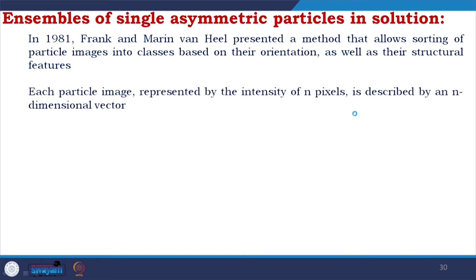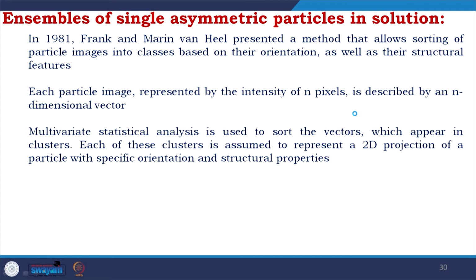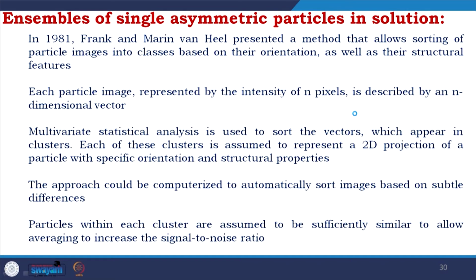Each particle image represented by the intensity of n pixels is described by an n dimensional vector. Multivariate statistical analysis is used to sort the vectors, which appear in clusters. Each of these clusters is assumed to represent a 2D projection of a particle with specific orientation and structural properties. The approach could be computerized to automatically sort images based on their subtle differences in orientation. Particles within each cluster are assumed to be sufficiently similar to allow averaging to increase the signal to noise ratio.